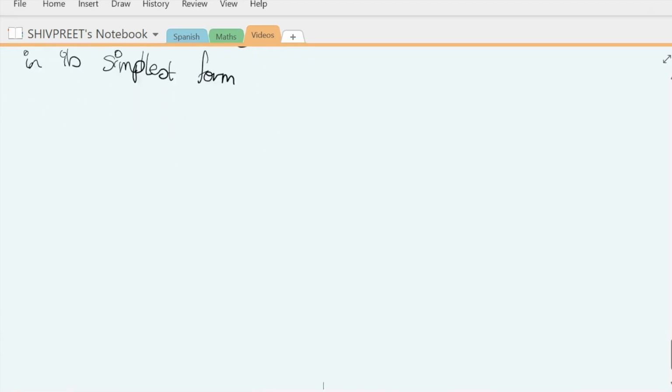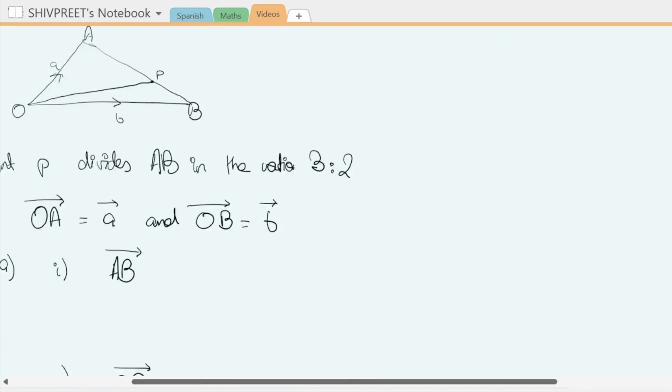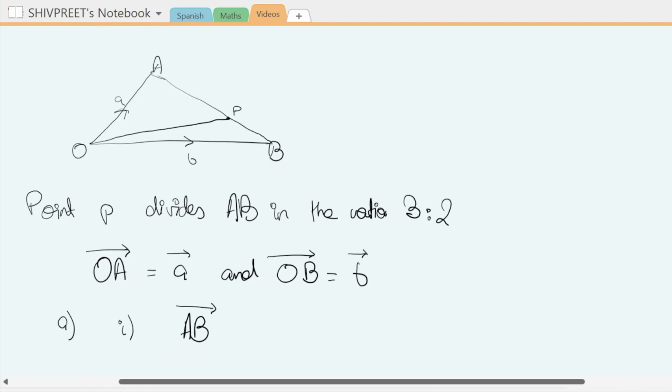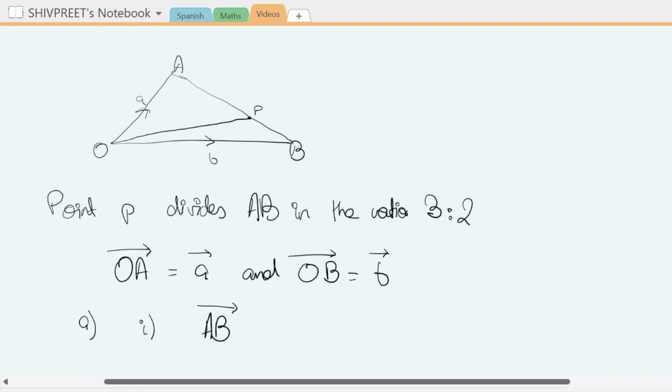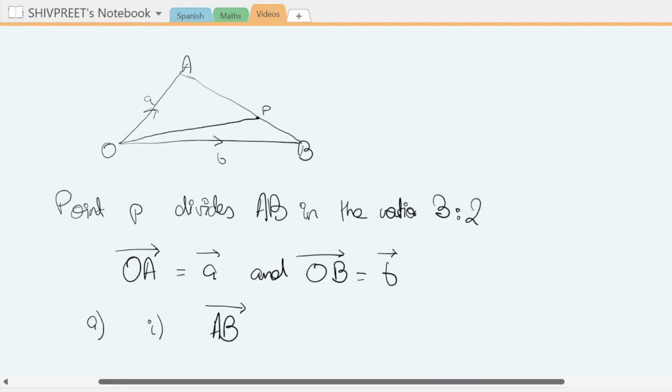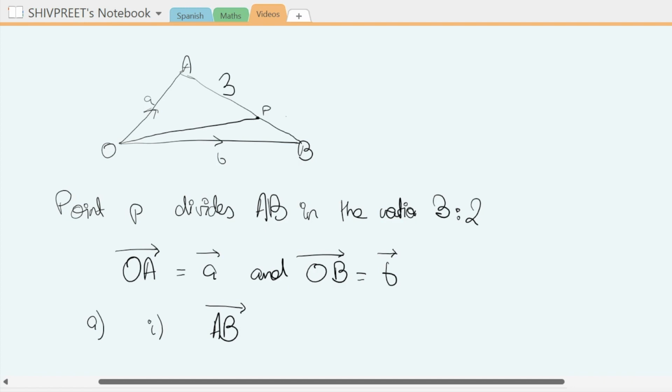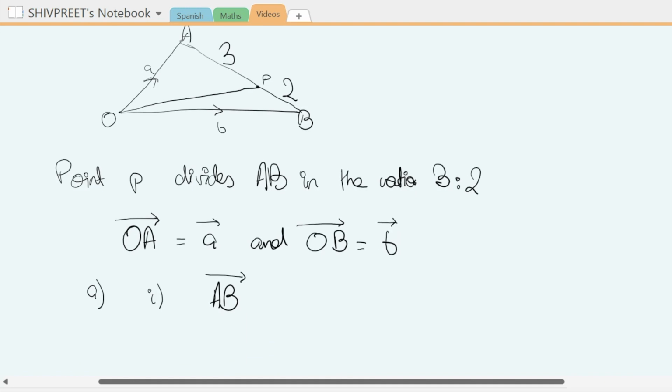So now let's do some questions to be extremely thorough with this concept. Let's start with the first question. As you can see in the triangle OAB, point P divides AB in the ratio 3:2. So we know AP is 3 and PB is 2. So PB will be 2/5 of whatever the length of AB is, and AP will be 3/5 of AB.